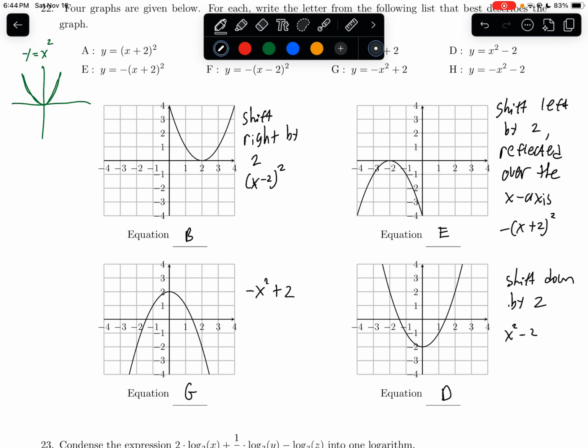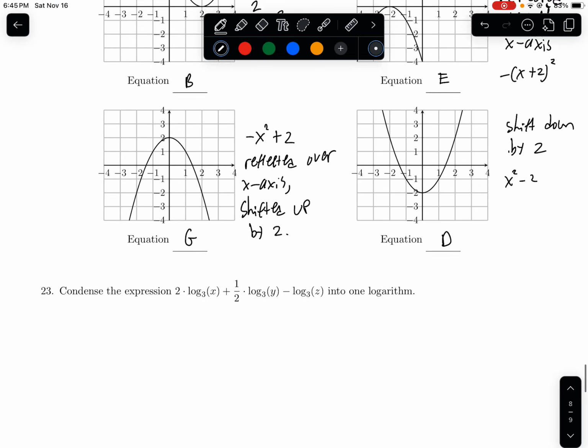I guess for the other one, I didn't write this in. This is reflected over the x-axis and shifted up by 2. Just be careful about the order here. The reflections have to happen first. Scalings happen before shifts.